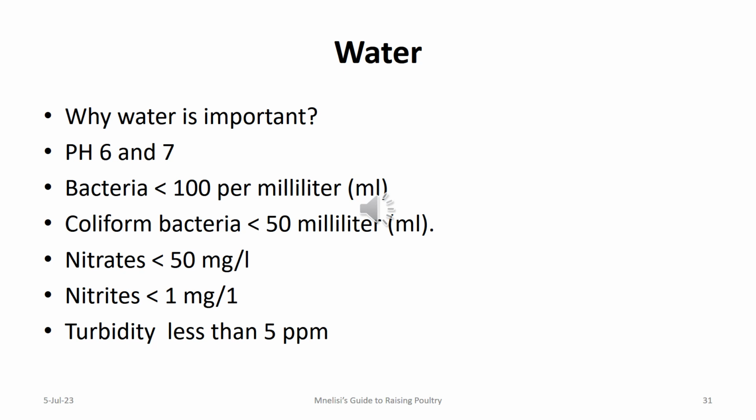The pH must be between 6 and 7. The level of bacteria must be less than 100 per milliliter. The level of coliform bacterium must be less than 15 per milliliter. The level of nitrates must be less than 15 milligrams per liter. The level of nitrites must be less than 1 milligram per liter. The level of turbidity must be less than 5 ppm.